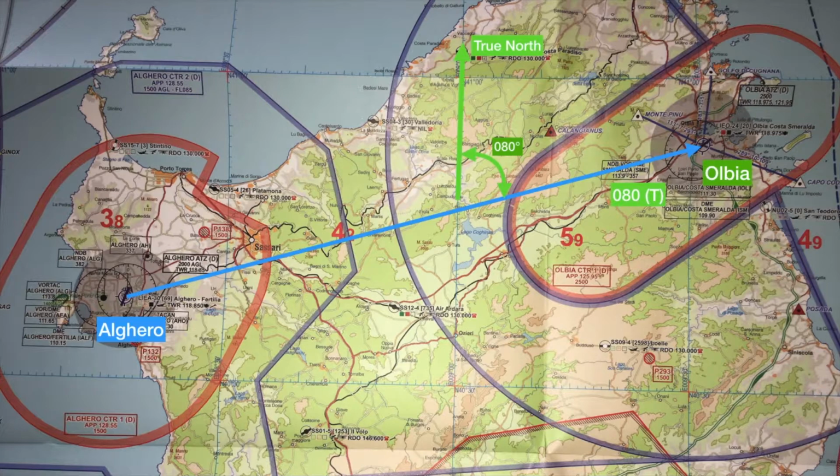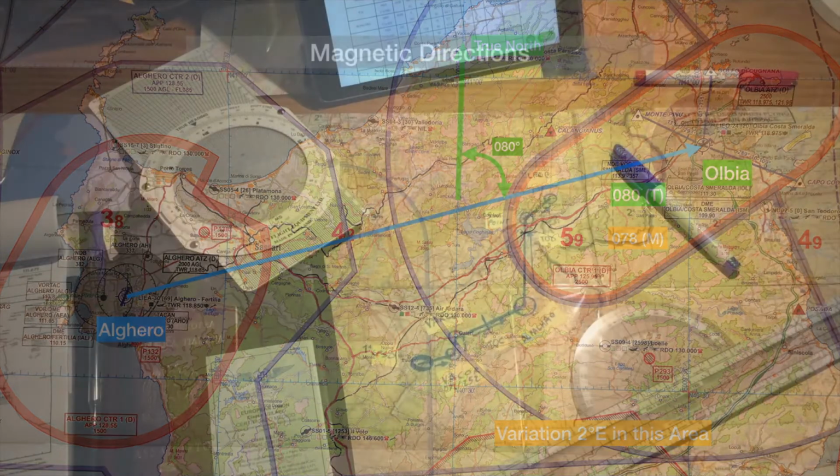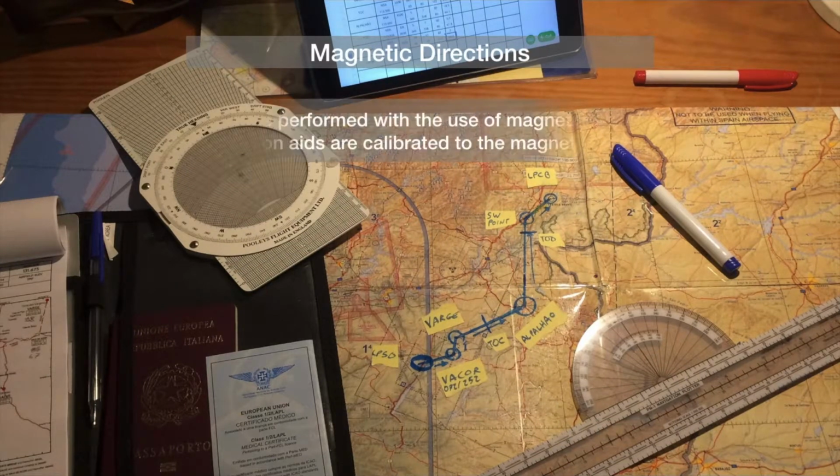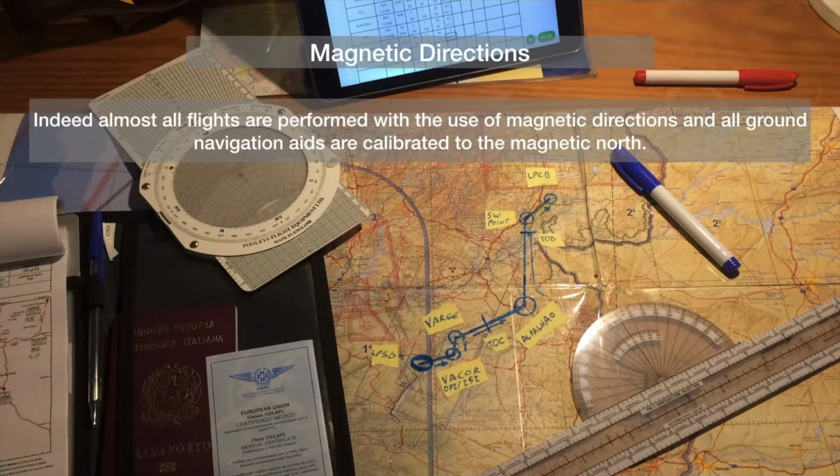080. Now, to obtain the magnetic track that we are going to use once in flight, we need to apply the magnetic variation, which is found on the other side of the chart, and it's due east for this area. Variation east, magnetic least, therefore the magnetic direction will be lower than the true. By how much? 2 degrees. 078 magnetic that we are going to use in flight. Indeed, almost all the flights are performed with the use of magnetic directions, and all the ground navigation aids are calibrated to magnetic north.